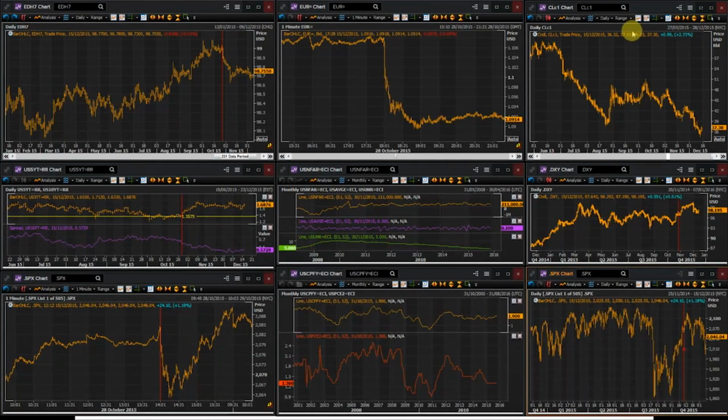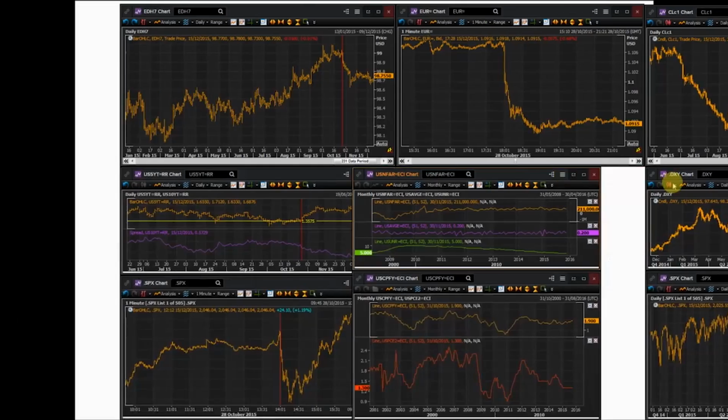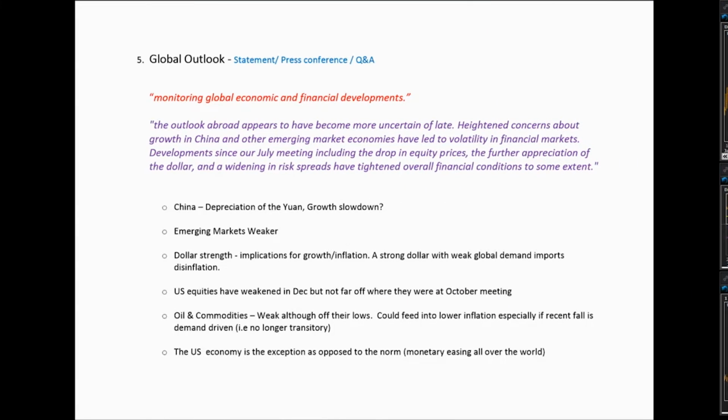So the volatility in equity markets, the weak equity markets, shouldn't really come into it, but it's something we should still nevertheless be aware of, what's been going on and how equities have been moving. Oil and commodities, we talked about this earlier, they're weak, and although they're off their lows, it could feed into lower inflation, especially if the recent fall is demand driven.